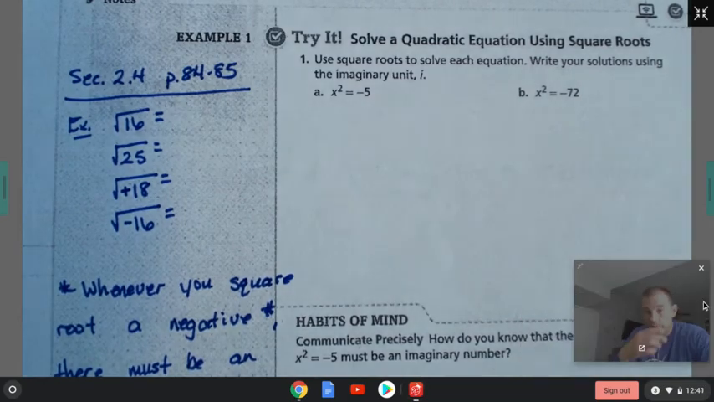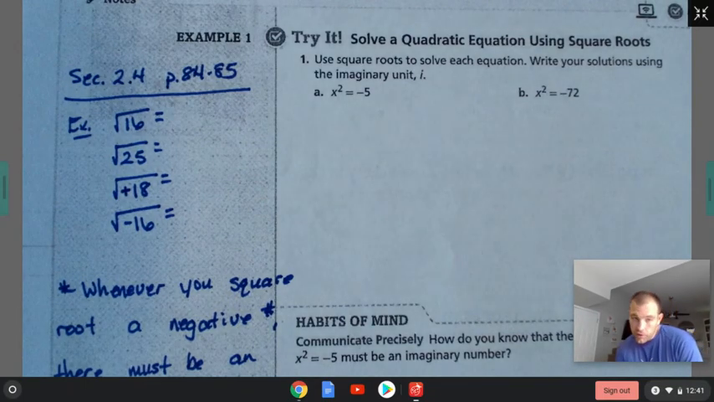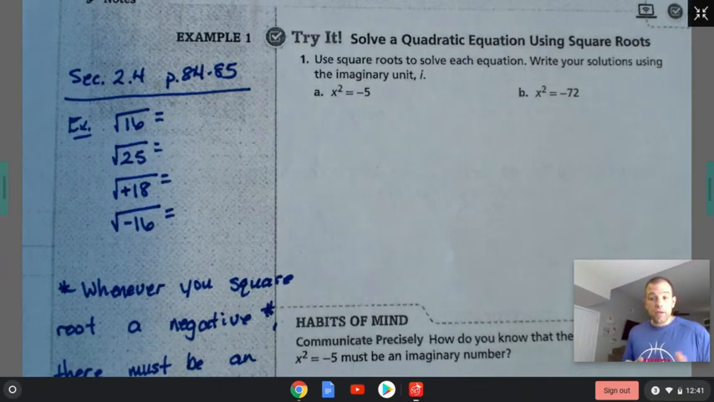Today we are going to talk about section 2.4. It's on page 84 and 85 of your workbook, and we are going to talk about complex numbers. Okay, so this is going to look familiar to what you've done before. We're just going to add in a wrinkle. All right, so over here on the side, I have a couple examples we're going to start with, which you probably already know how to do, but there's going to be one that's going to be brand new.